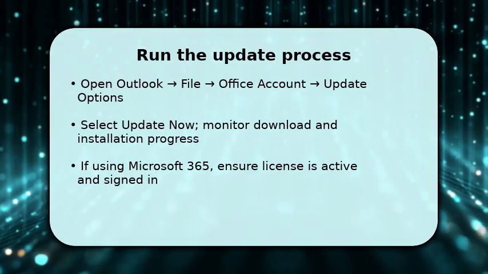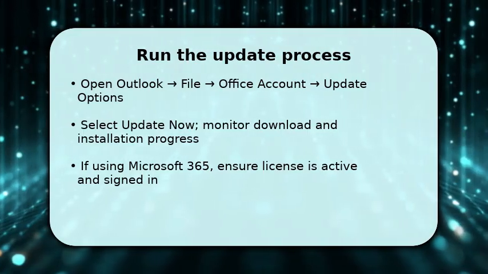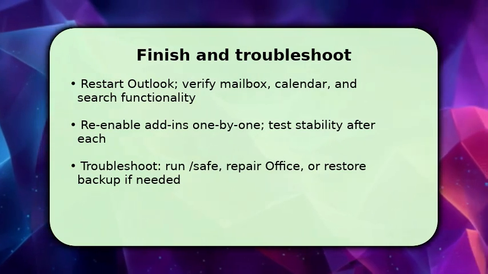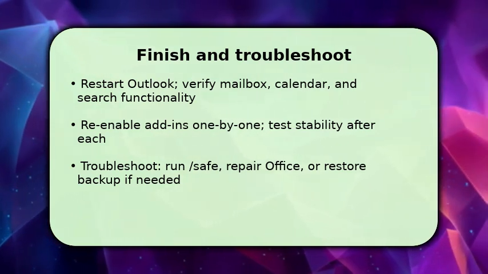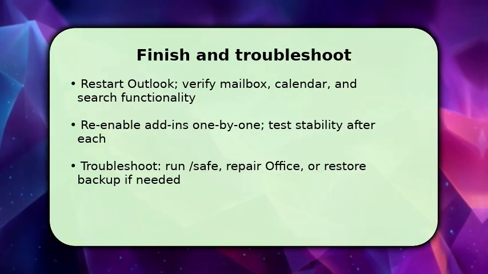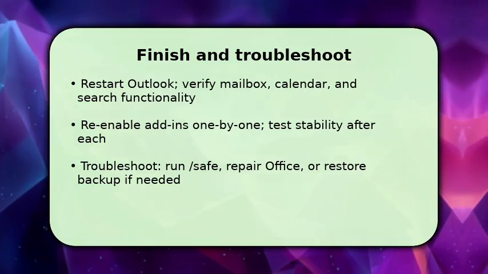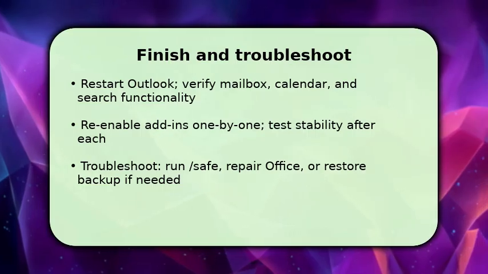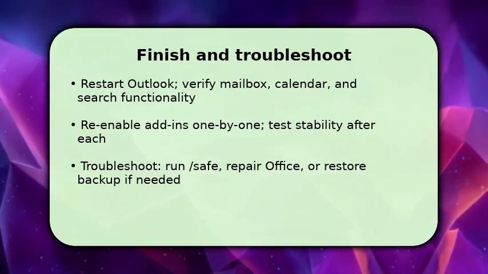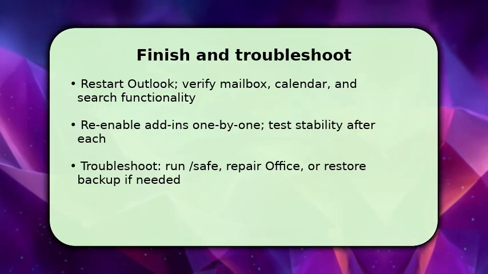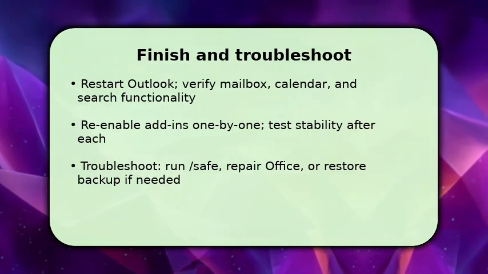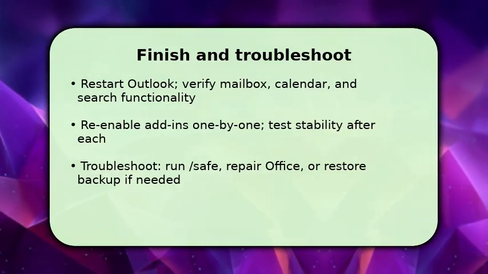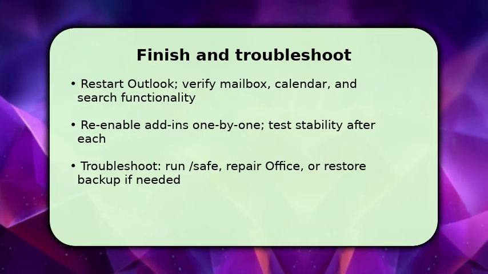After installation, restart Outlook and confirm Mail, Calendar, Search, and Rules work as expected. You should re-enable add-ins one at a time and test stability after each to spot problematic extensions. If something breaks, try launching Outlook using /safe to isolate add-ins, then run Office Repair from Control Panel or Settings. That fixes corrupted components. As a last resort, restore your PSD or cloud backup you made earlier. This sequence minimizes downtime and gets you back to a stable Outlook quickly.